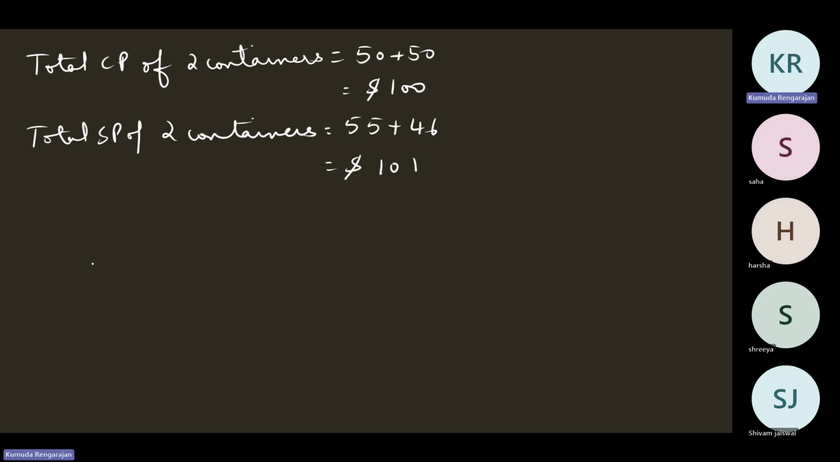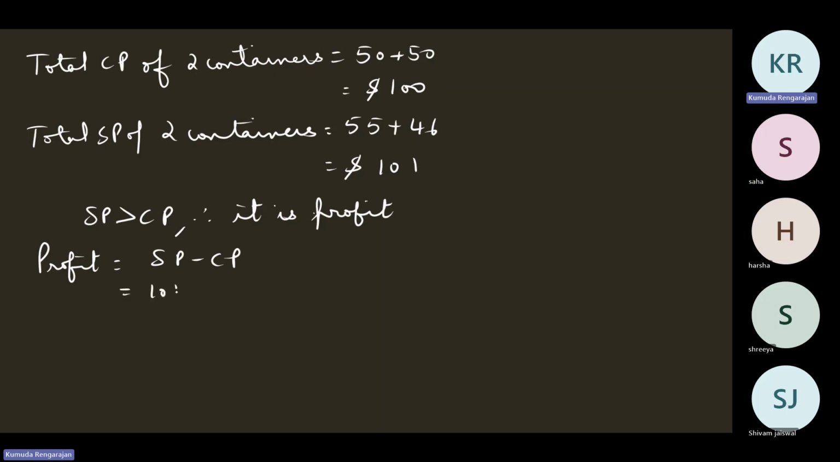Now SP is greater than CP, right? Therefore, it's a profit. Profit is equal to SP minus CP, that is 101 minus 100, which is 1 rupee.